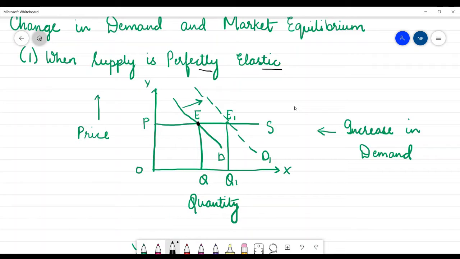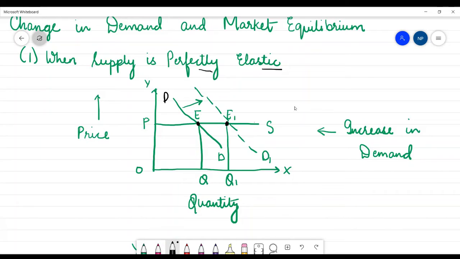It only changes the equilibrium quantity. That means if it changes from OQ to OQ1, the equilibrium point will shift only because of quantity and not because of the price. So the original equilibrium is determined at point E when the original demand curve, DD, and the perfectly elastic supply curve SS intersect each other, and we get an equilibrium point.